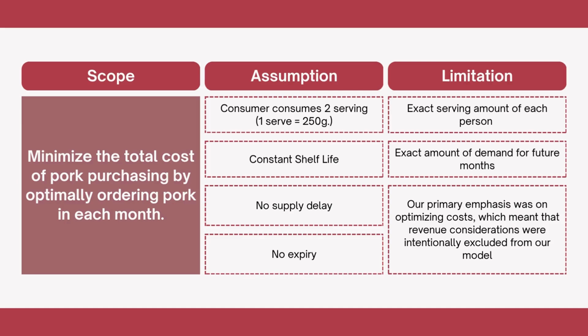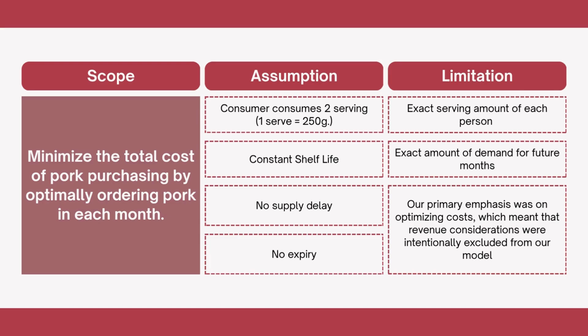But before we get deeper, every model has its boundaries. That includes assumptions, limitations, and its overall scope. For the scope, the model focuses specifically on monthly pork restocking for the buffet. It is built to minimize costs while meeting demands and managing storage and delivery limits.